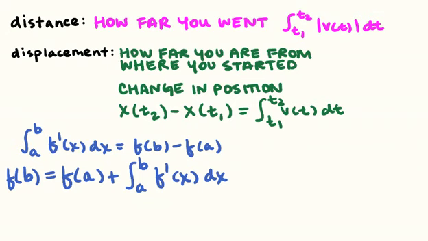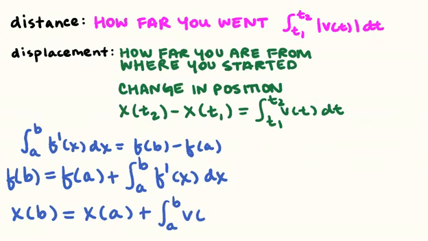Now, today, we're going to be interested in saying position at time b is going to be position at time a plus the integral from a to b of the derivative of x of t. Well, the derivative of x of t is velocity. Okay. So that's something that we're really going to need today.